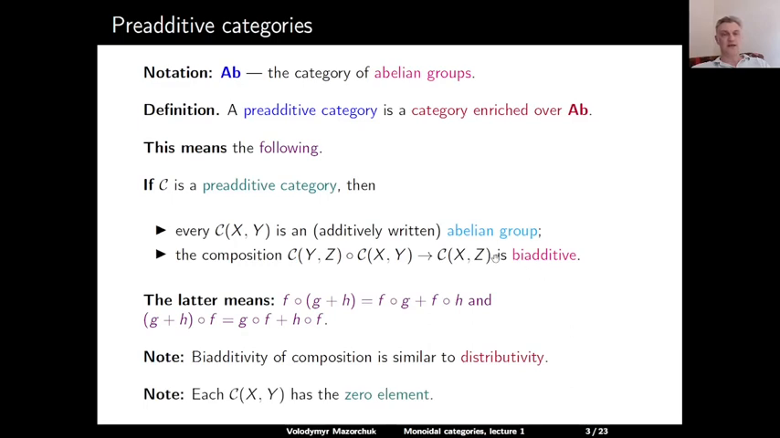Also note that since we assume that each morphism space is an abelian group, it is non-empty and it contains the neutral element. And since our abelian groups are additively written, this neutral element is the 0 element. So each Hom set in our category contains the 0 element.